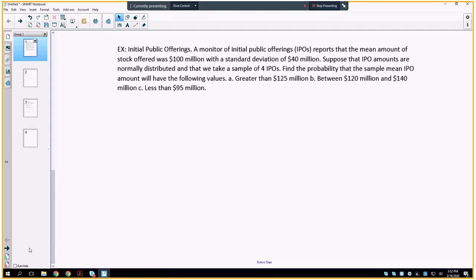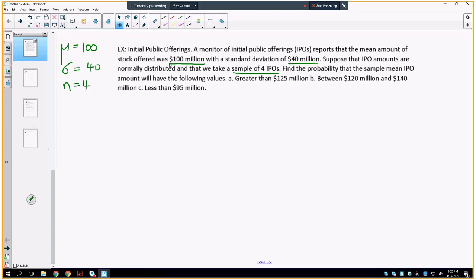All right, so we're told here that we have a mean amount of $100 million, and that is our population mean. So we're going to say mu is 100. And we're not going to write 100 million, but we're going to remember that it's in millions. And then we have a standard deviation of 40 million. So that's sigma. The population standard deviation is 40. It says, suppose that IPO amounts are normally distributed and we take a sample of 4. So n is 4.